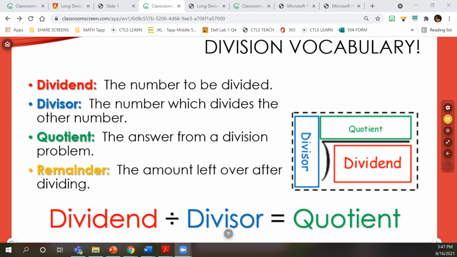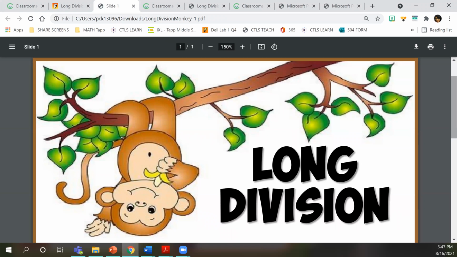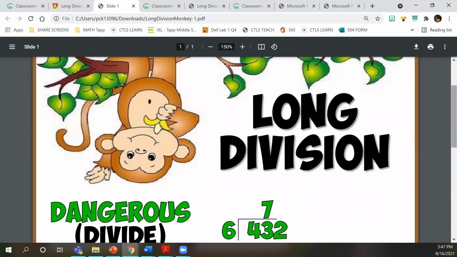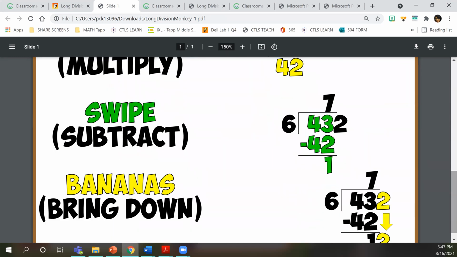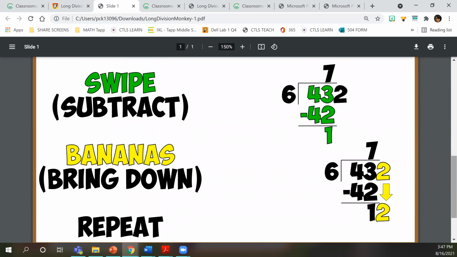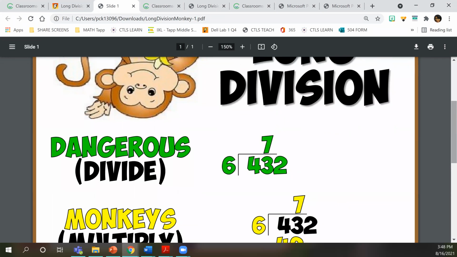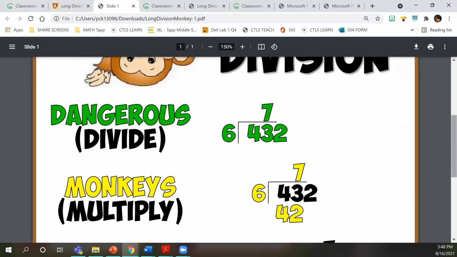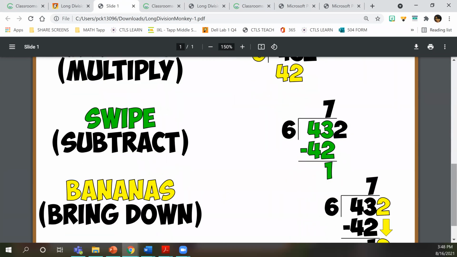All right. So today, let's go ahead and look at your monkey notes. We have some monkey notes and we have a mnemonic. Dangerous monkeys swipe bananas. And this is to help us to remember our order, our steps for long division. Dangerous for divide, monkeys for multiply, swipe for subtract, and bananas for bring down.